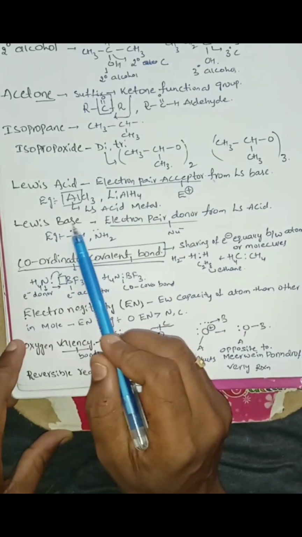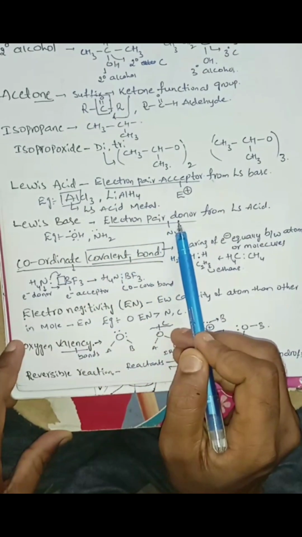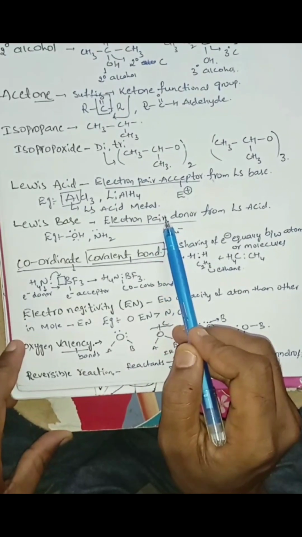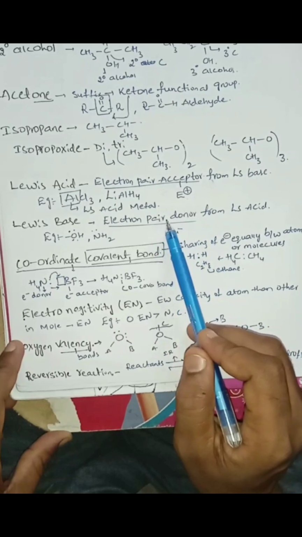Next, Lewis base. A Lewis base is an electron pair donor, because it has electron cloud richness in its structure. That's why it is an electron pair donor.